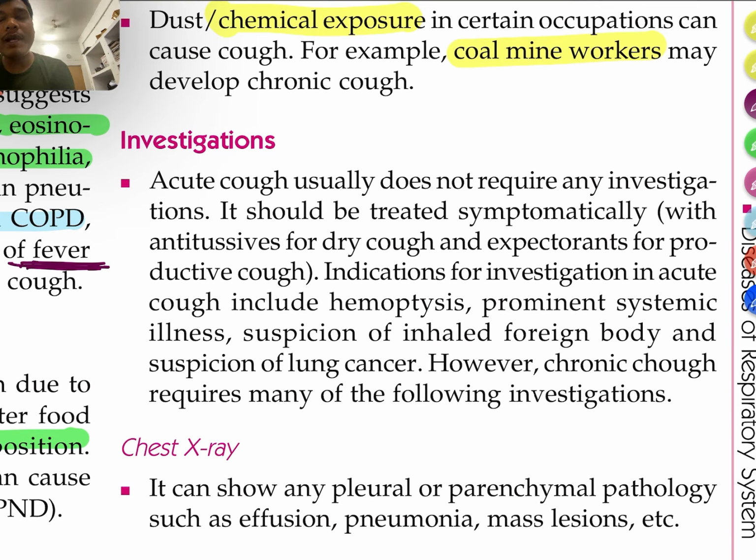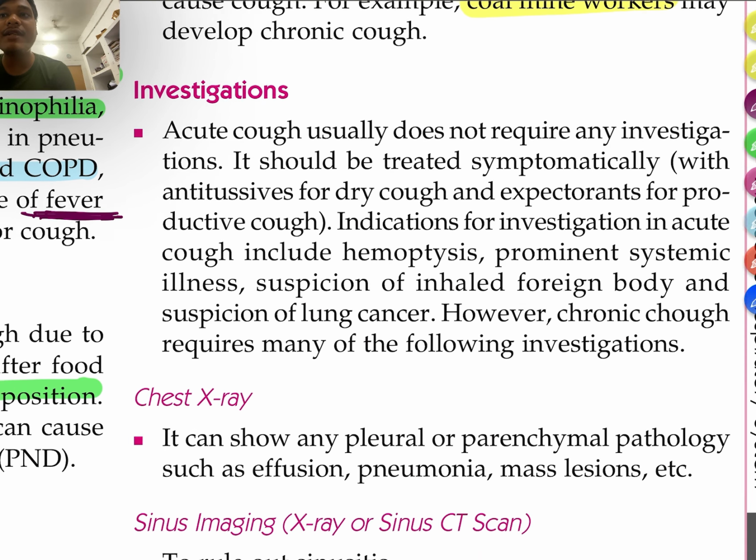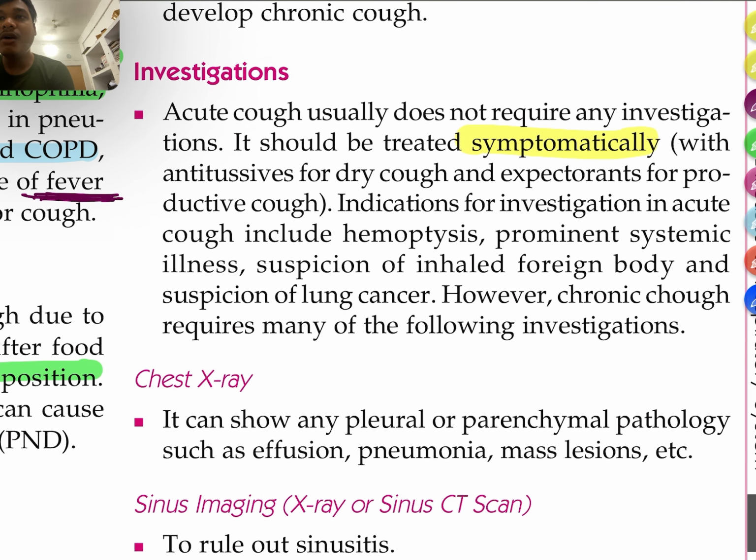So how will you investigate a case of coughing, what findings will you have, and how will you approach it? Starting with acute cough, it usually does not require any investigation and should be treated symptomatically. Antitussives are given for dry cough, and expectorants are given for productive cough, which we routinely use.